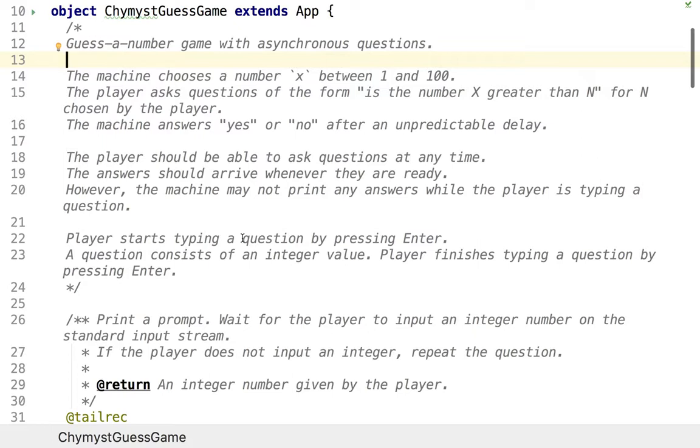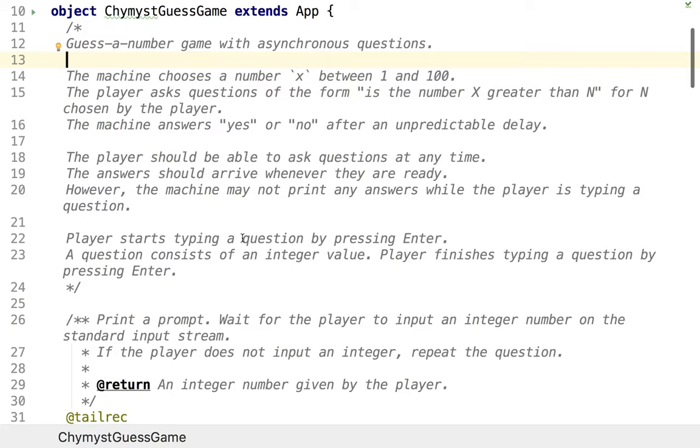The game will be to guess a number. This is a familiar game where you choose a number, say, between 1 and 100, and the player can ask questions. Is this number greater than 50, or is it greater than 75, and so on. And in this way, eventually guess what the number is.